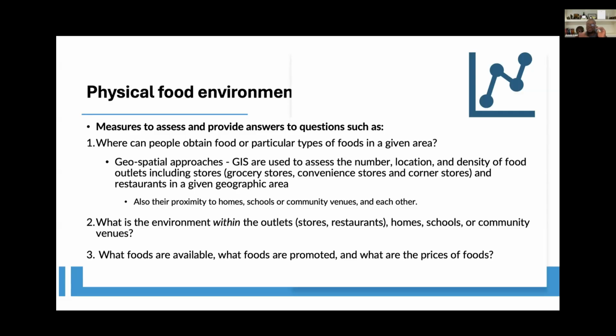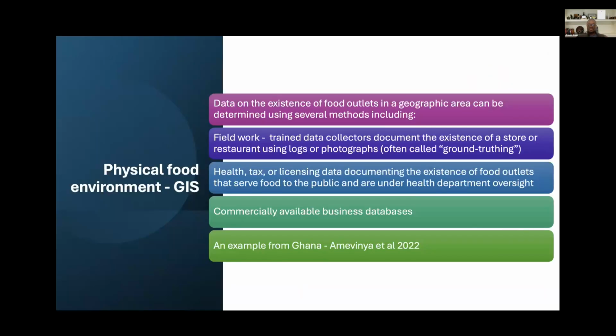And so this approach goes further to look at what is within the outlets. So outlets, like I said, could be stores or restaurants. And then what foods are available? What foods are promoted or marketed or advertised? And what are their prices? And so you see the physical food environment, yes, this is just one of the approaches that can be used.